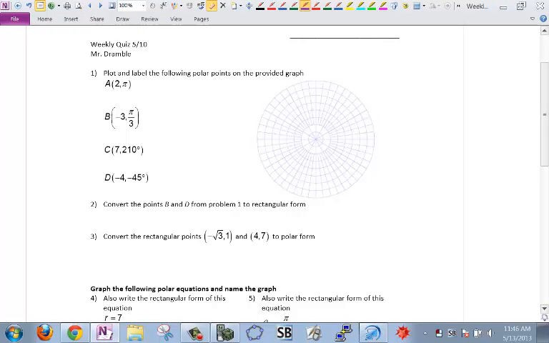Point A, radius of 2 and an angle of pi. So that's going to be this point right here. Pi is 180 degrees. A lot of people were graphing it as if it were 90.